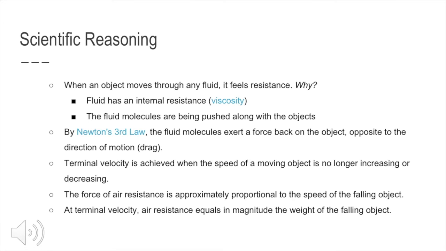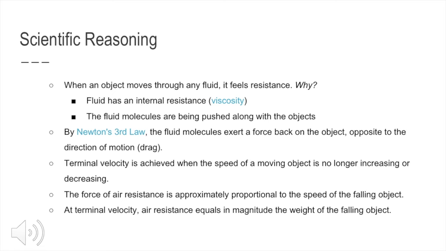Resistance occurred due to viscosity and the fluid molecules being pushed along with our object. Due to Newton's third law, the molecules exert a force back onto the object that's the direct opposite of the motion. This is our drag. Terminal velocity is achieved when the speed of the moving object is no longer increasing. This is also when acceleration is equal to 0.